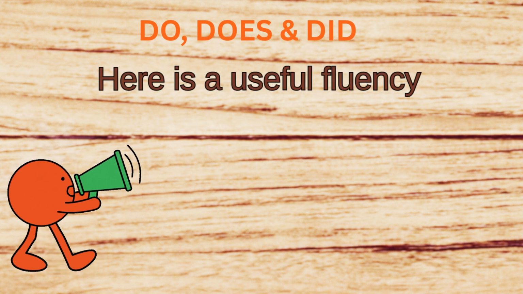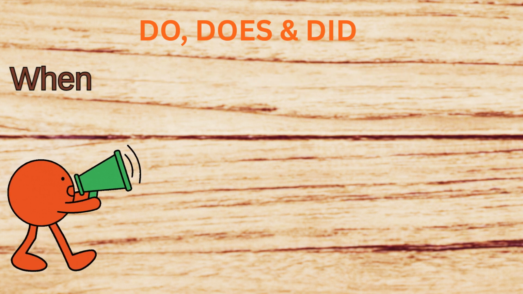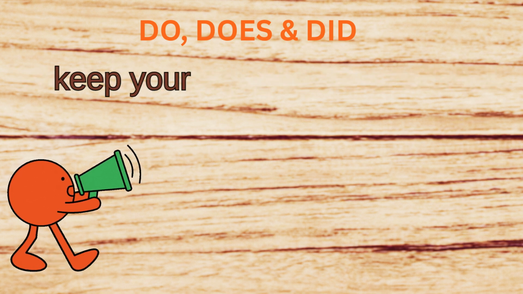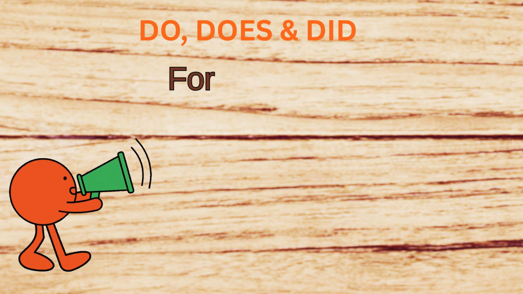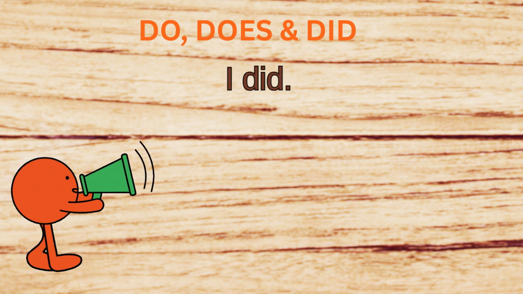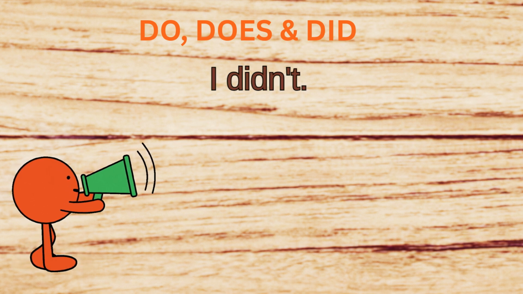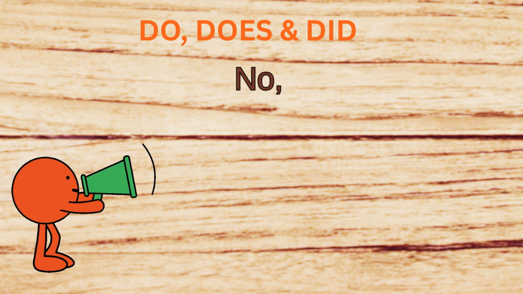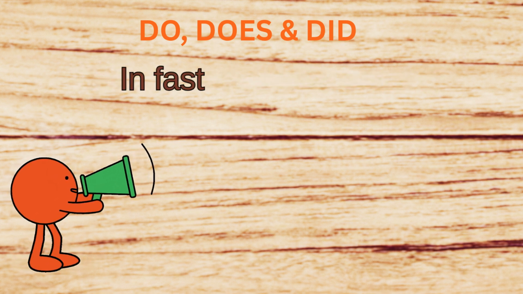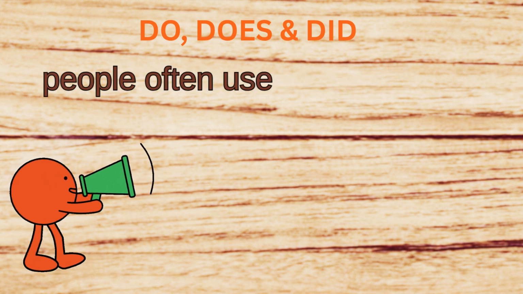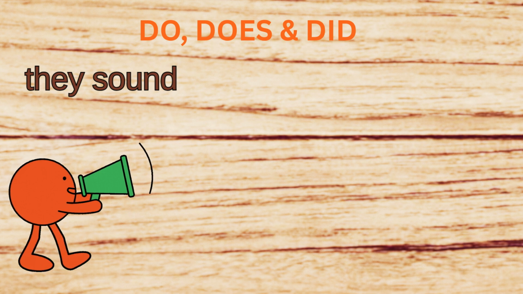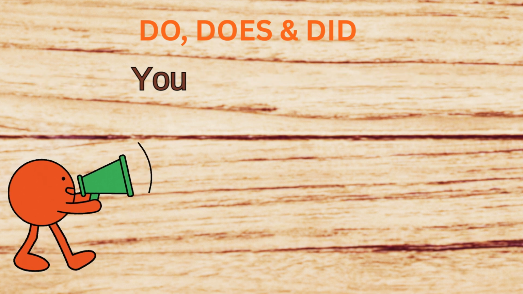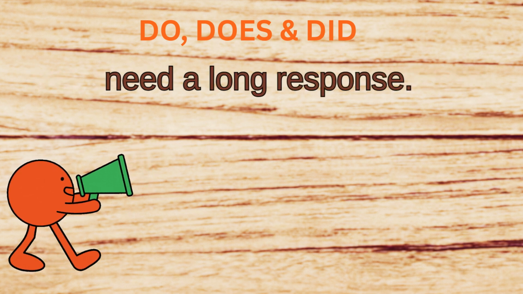Here is a useful fluency tip that advanced speakers use. When answering questions with did, keep your answer natural and compact. For example, did you finish the book? Yes, I did. No, I didn't. Did she visit the museum? Yes, she did. No, she didn't. In fast conversation, people often use short answers like this because they sound smooth and confident. You do not always need a long response.